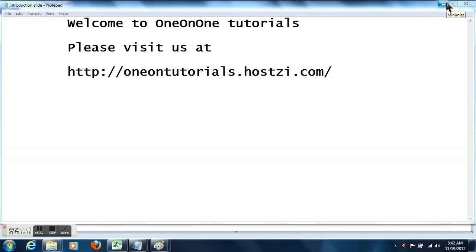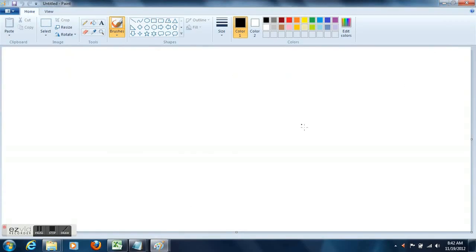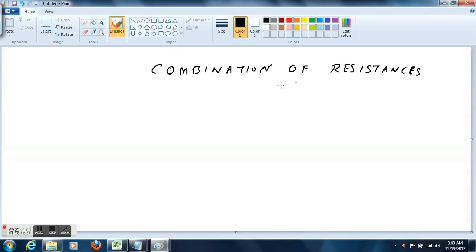Welcome to our next tutorial on electric current. Starting from this tutorial, we will be discussing the combination of resistances. Now, what does it mean by the word combination? Okay, we will discuss that a little bit later. First, let us clarify one more term: what is meant by resistance.